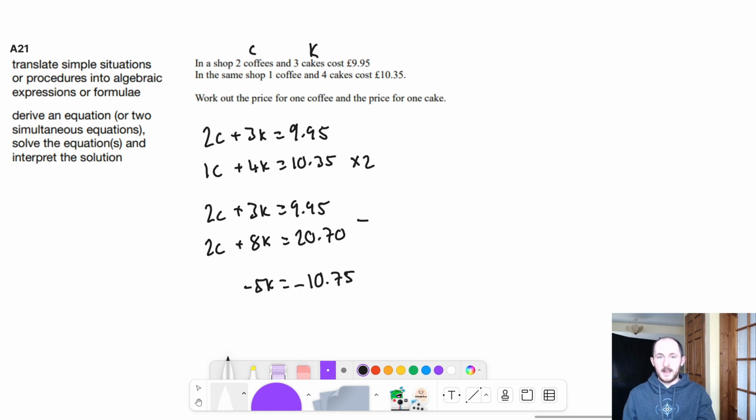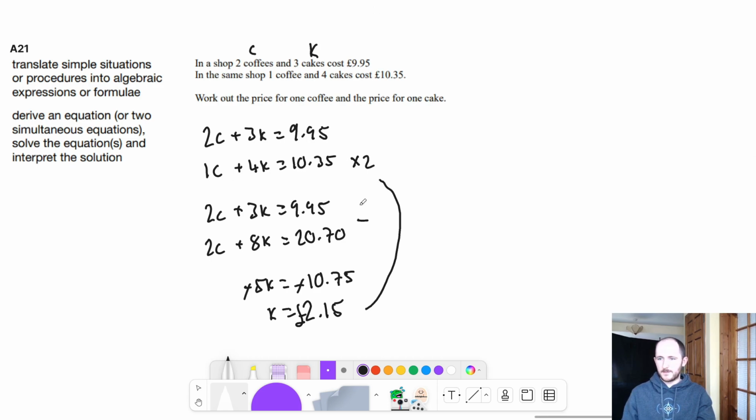Divide both sides by, well, first of all, I can cross out the negatives because they're on both sides. Divide both sides by 5 would give me an answer of 2.15. So a cake costs £2.15. Now, how do I work out the price of a coffee? Well, I can sub it into this second equation. So I have 3 equations, right? 1, 2, and 3. So I'm going to sub it into this second one because it has 1c already.